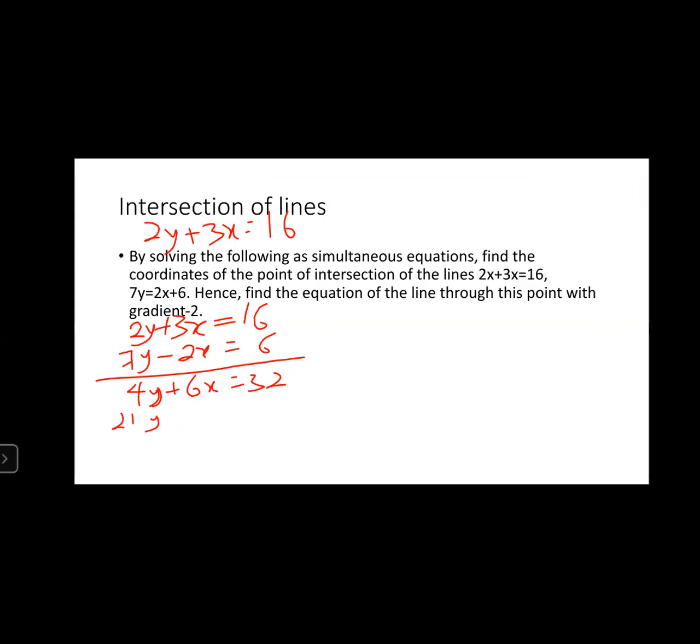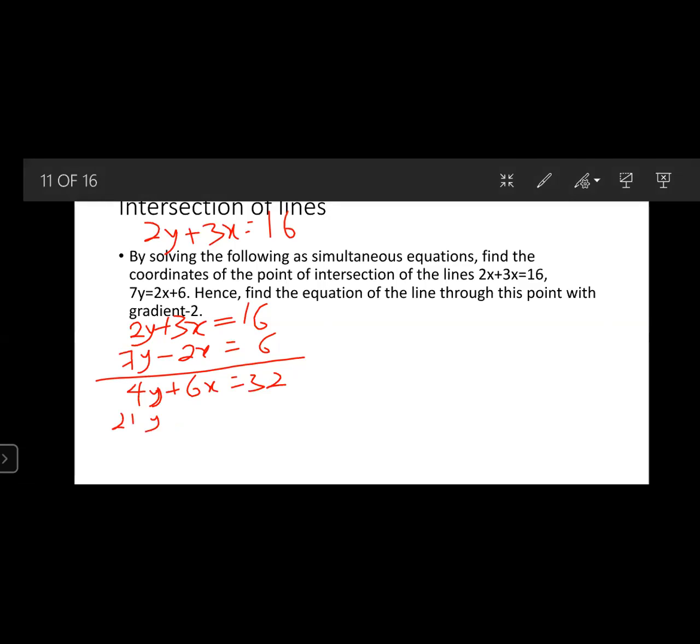So minus 6x equals to, multiply this 2 by 3, that's 18. In this case, since they have different signs, you have to add them together. So you have 25y equals to 50. So y is 2.